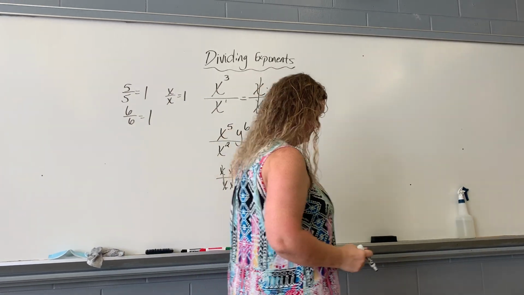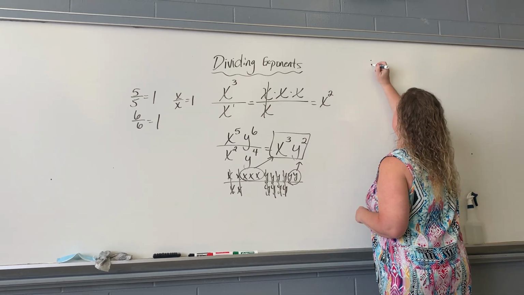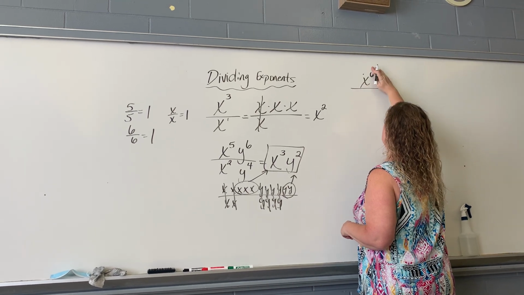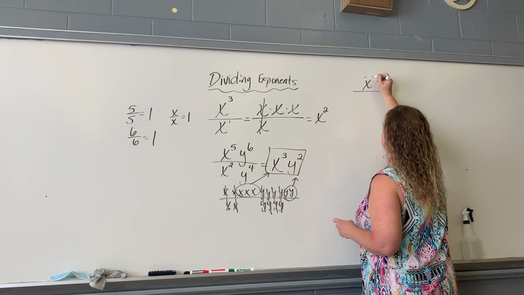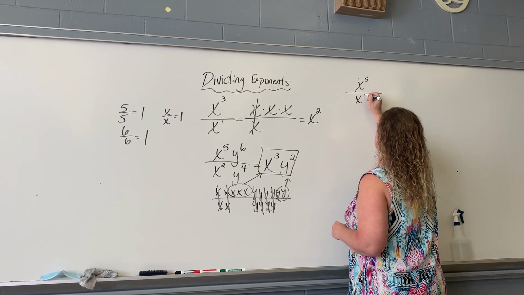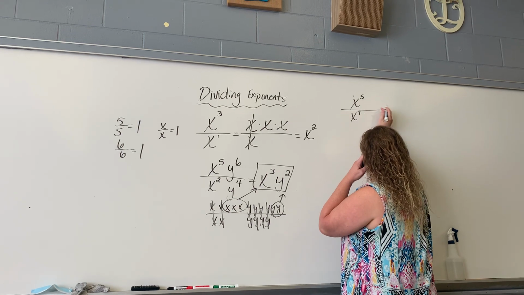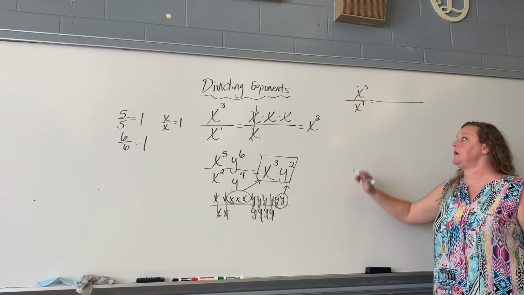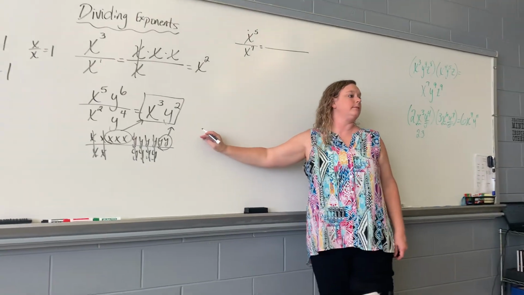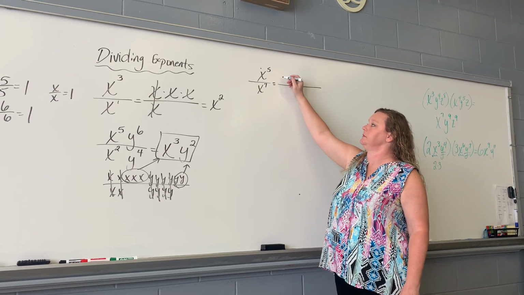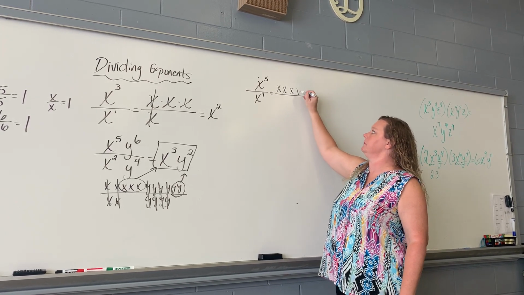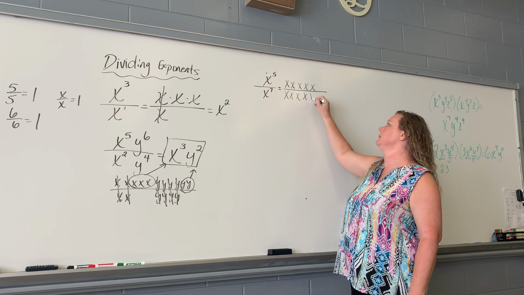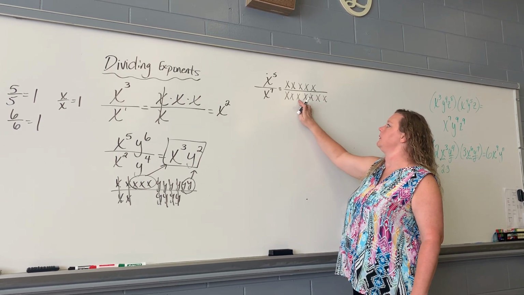But here's the problem with this. What happens when I have more on bottom than I do on top? Let's do x to the 5th over x to the 7th. All right, well, let's write it out. X to the 5th means how many x's are on the top? X to the 7th means there's 7 x's on bottom being multiplied. 1, 2, 3, 4, 5, 6, 7.